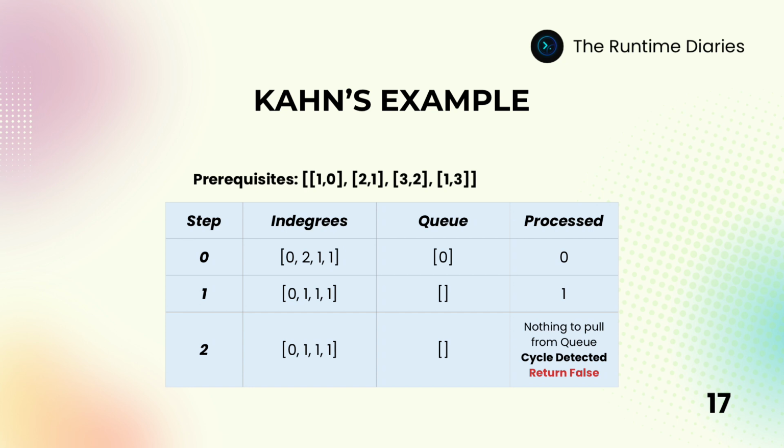Start with all courses that have indegree 0. That's just course 0. Add it to the queue. Process course 0. It has an edge to course 1. Remove that edge, which decrements course 1's indegree from 2 to 1. Now the queue is empty. Course 1 still has indegree 1 because it also requires course 3. No other courses can be added to the queue. We've only processed one course out of 4. The remaining courses are stuck in a cycle. Return false.